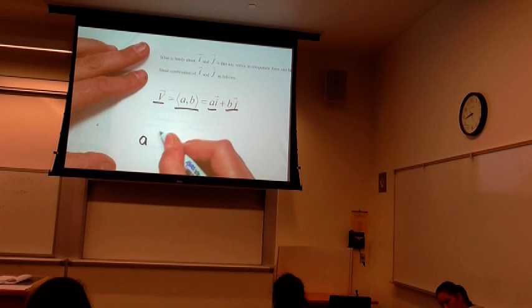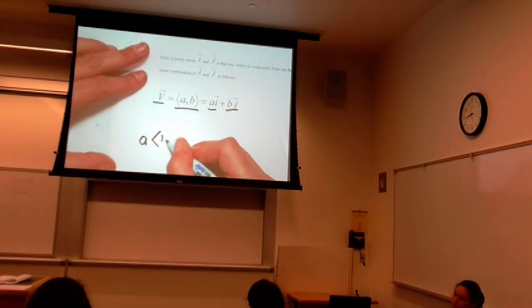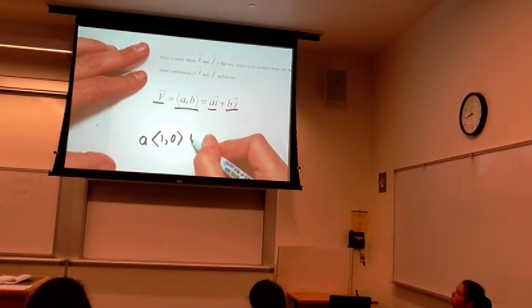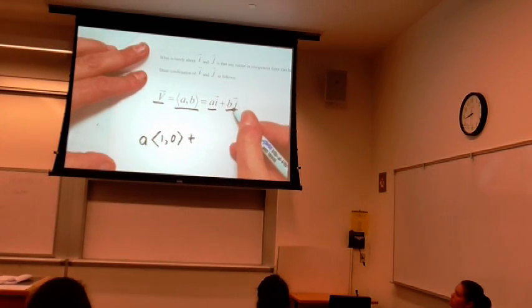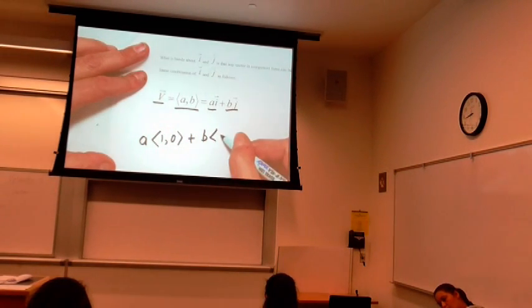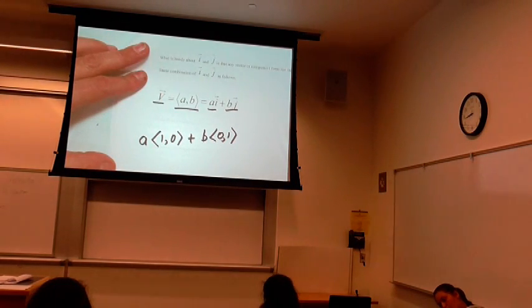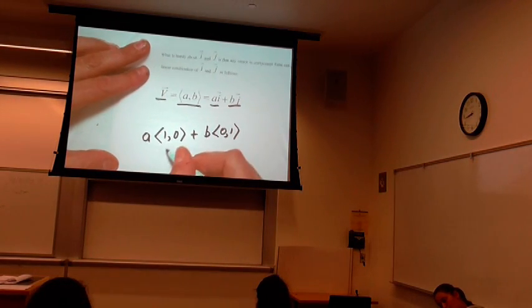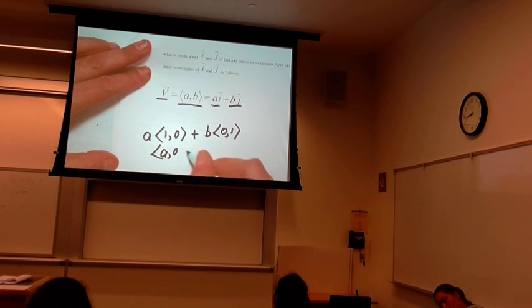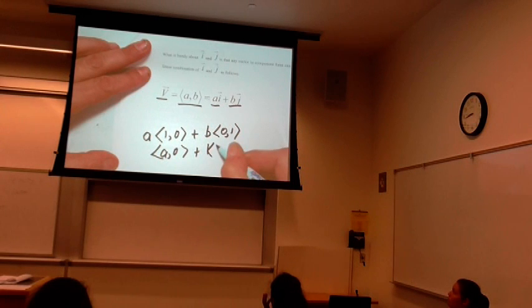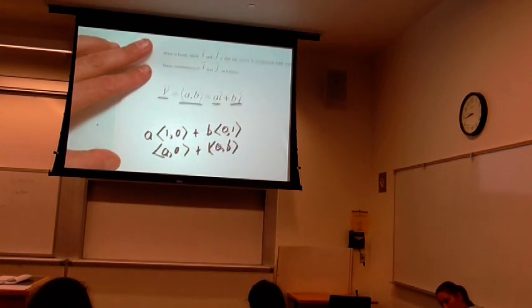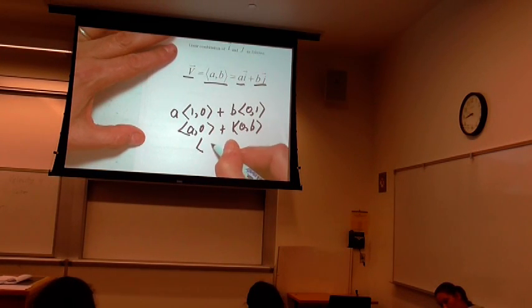If I multiply A by vector I, which is 1, 0, and I add it to B times vector J, which is 0, 1, well, what do I get? Here I get A, 0 plus 0, B, which is just my vector AB.